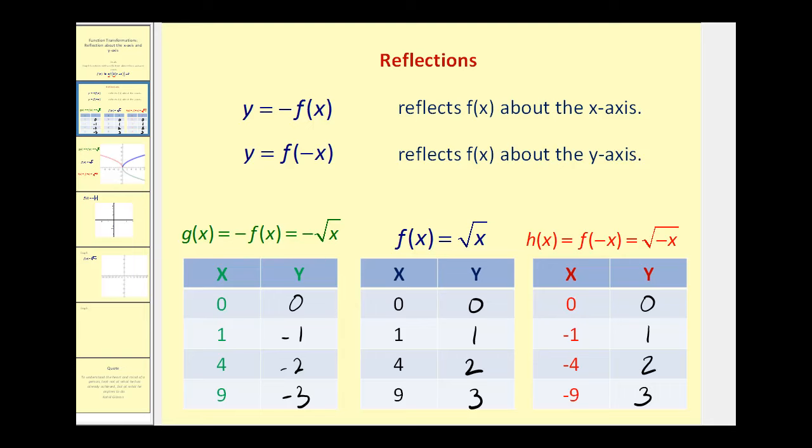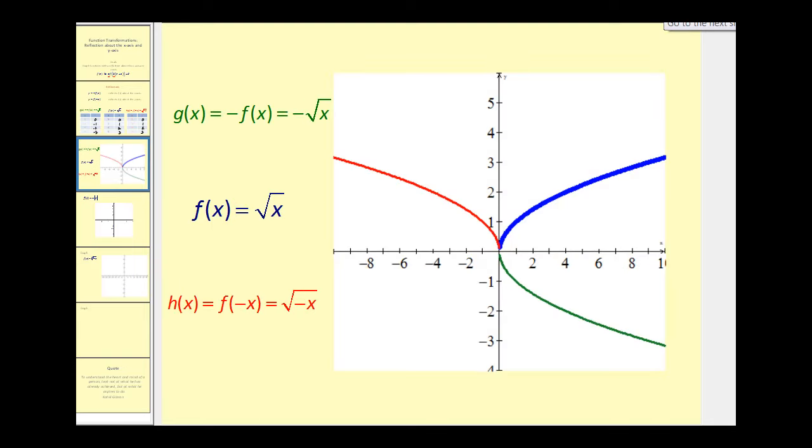If we were to graph these three functions on the same coordinate plane, we would have our original function in blue. If we change the sign of the x-coordinate, or reflect this graph about the y-axis, we would have h of x, which equals f of negative x. And in green, if we reflect it across the x-axis or change the sign of the y-coordinates, we would have g of x, which equals negative f of x. Let's take a look at an animation of this.